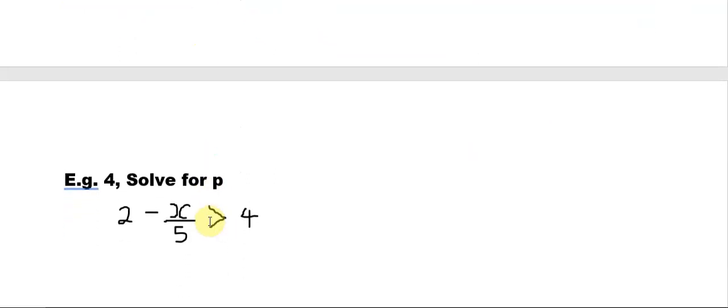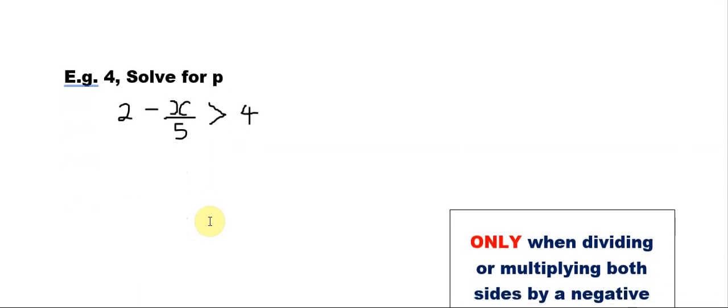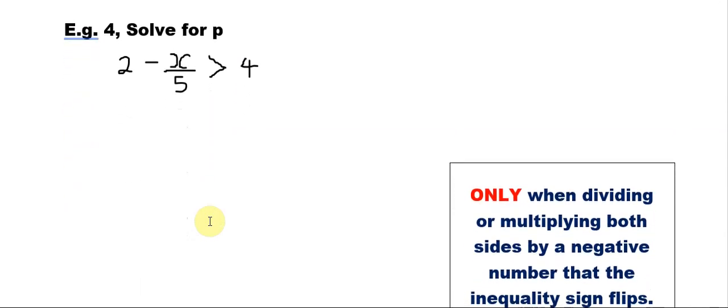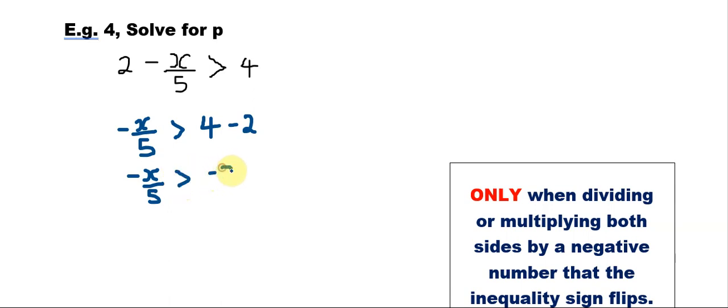So let's try a couple more just to get this down solid. All right. Example 4, solve for P. All right, so we have 2 minus x over 5 is greater than 4. So we can start by transposing that positive 2 here. So that will leave us with a negative x over 5 is greater than 4, and when we carry over the positive 2, it becomes a minus 2. So now we have negative x over 5 is greater than negative 2.